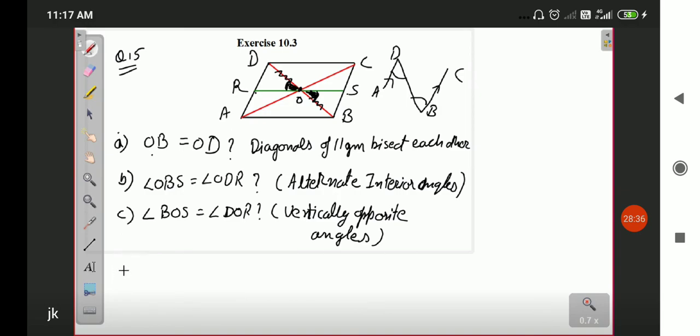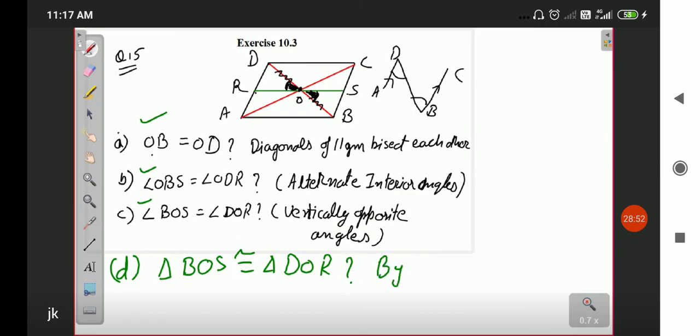Then we have D part. We have to show that triangle BOS is congruent to triangle DOR. See, in both of these triangles, we have one side equal and two pairs of angles equal. Why are these two congruent? By ASA, two angles and one side. ASA congruency. Both of these triangles are congruent.